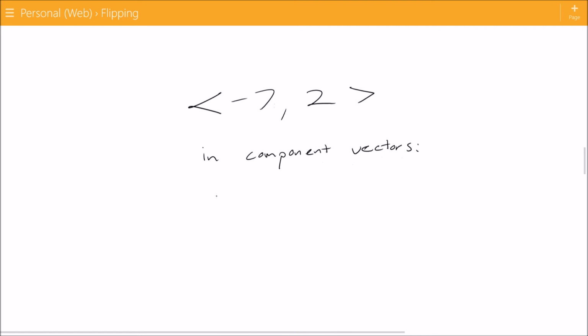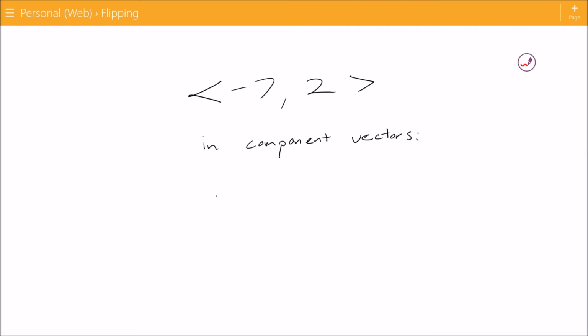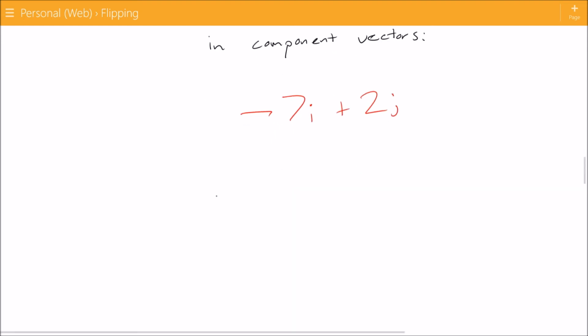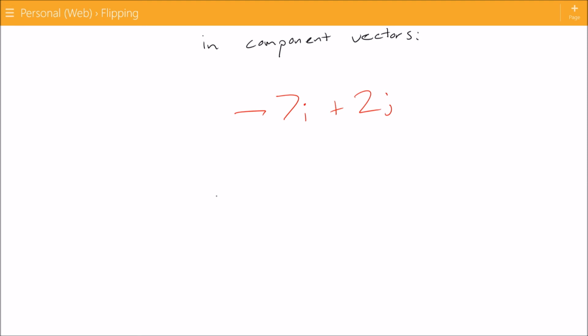So if I want to rewrite <-7, 2> here in the pointed brackets as component vectors with i and j, what would I do? I've got -7 for my horizontal. That becomes -7i and 2j. That's it. So be familiar with both forms. You will see both.